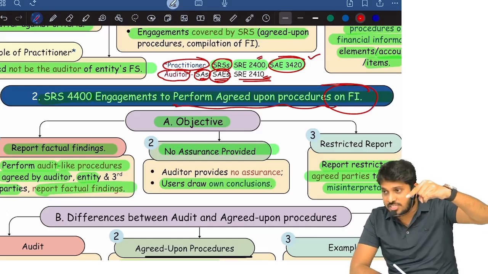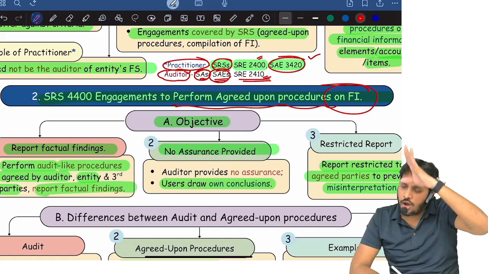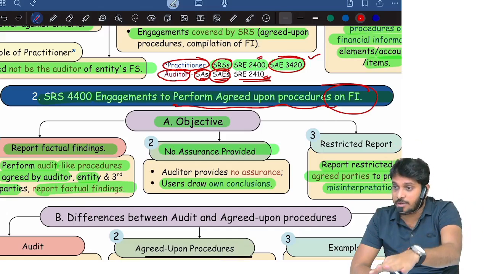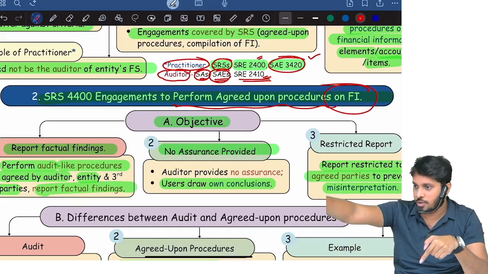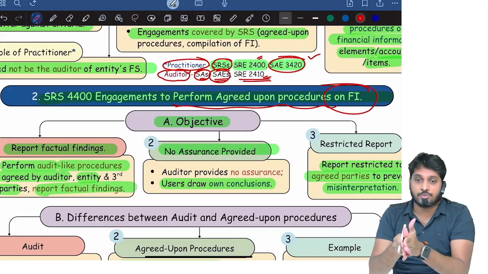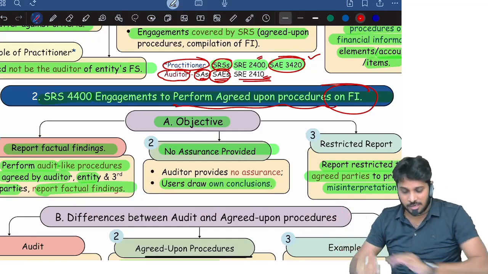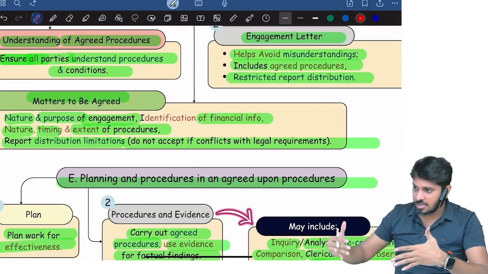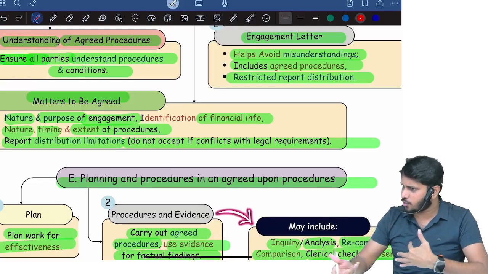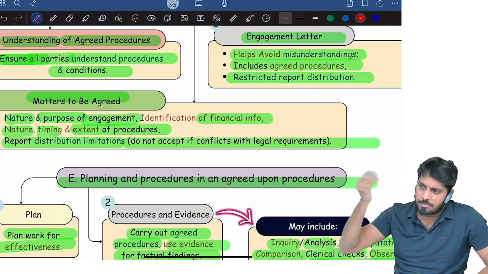But in the preface of the standard itself, they said that if you are called for non-financial information agreed upon procedures, you can apply the requirements of the standard subject to modification. So you can also perform agreed upon procedures for non-financial information as well. Non-financial information means employee screening, employee classification, assets classification. In all these cases, management might take your help.